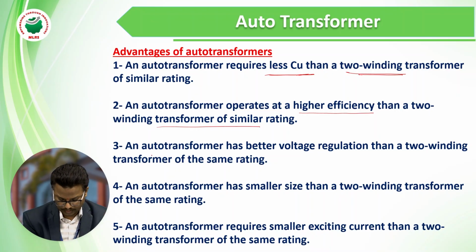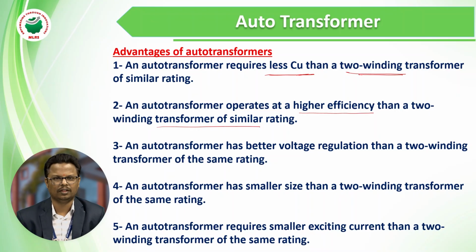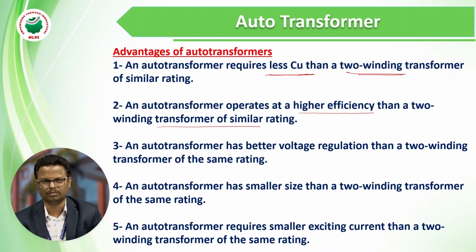And the third one is that an auto transformer has better voltage regulation than a two winding transformer. Obviously, when the losses reduce and efficiency increases, the voltage regulation also improves.